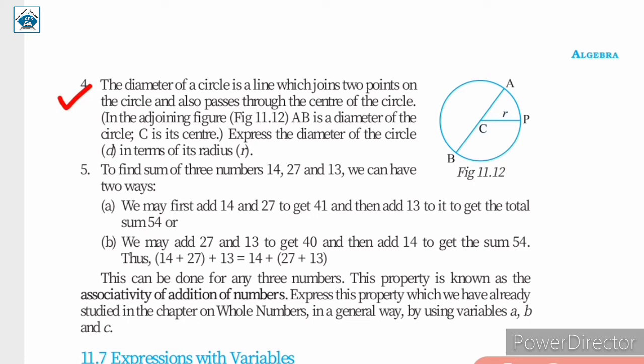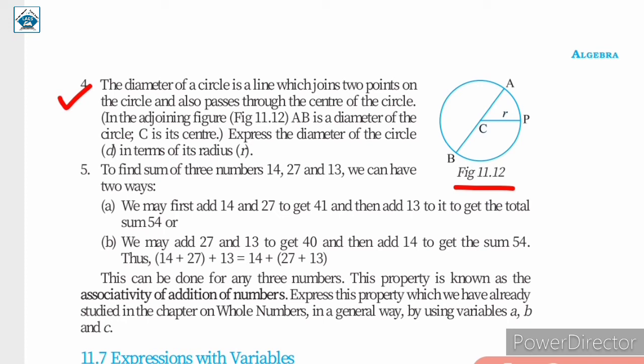Question number 4. The diameter of a circle is a line which joins 2 points on the circle and also passes through the center of the circle. In the adjoining figure, figure 11.12, AB is the diameter of the circle, C is its center.